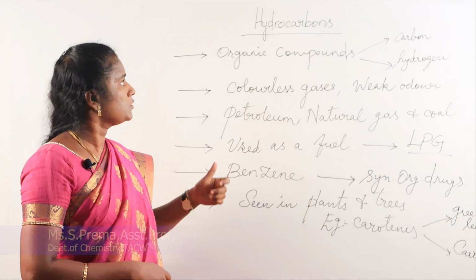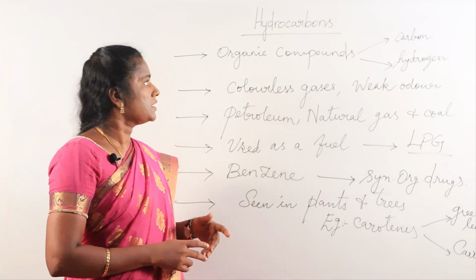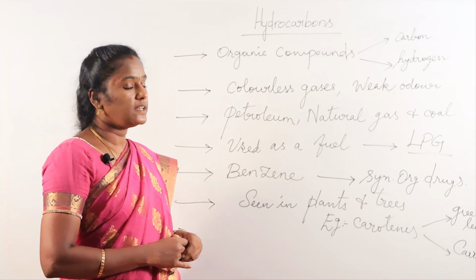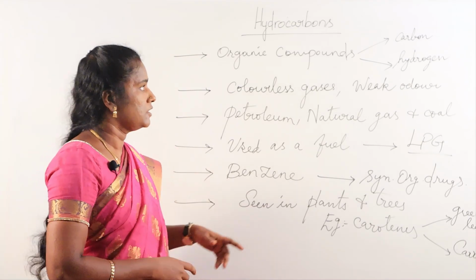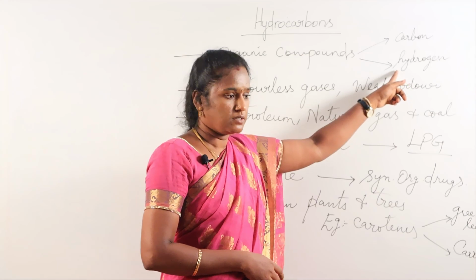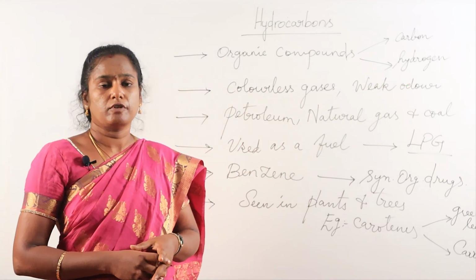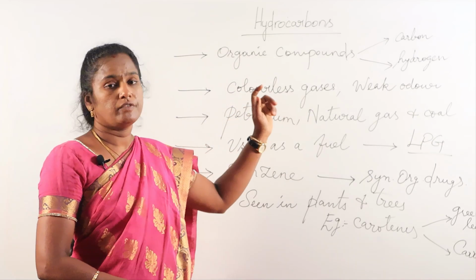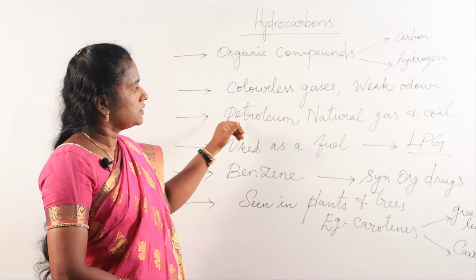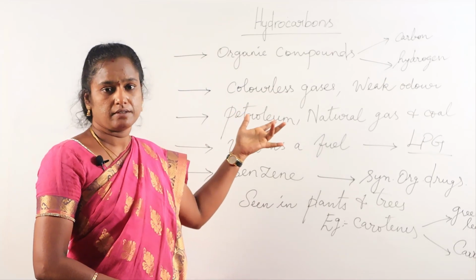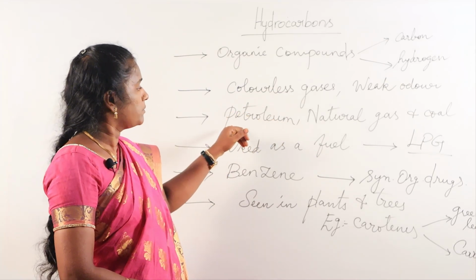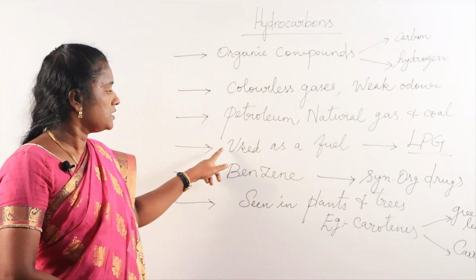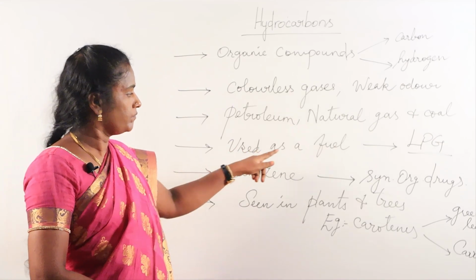Today we are discussing hydrocarbons. What are hydrocarbons? Hydrocarbons are organic compounds that are entirely made up of two kinds of atoms: one is carbon, another one is hydrogen. So carbon and hydrogen combine to form hydrocarbons. These are colorless gases that have a very weak odor. We can't identify them with the smell. These are obtained from petroleum, natural gas and coal. These are primarily used as a fuel.